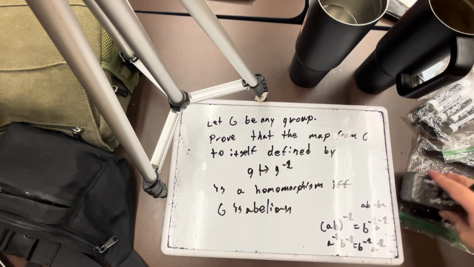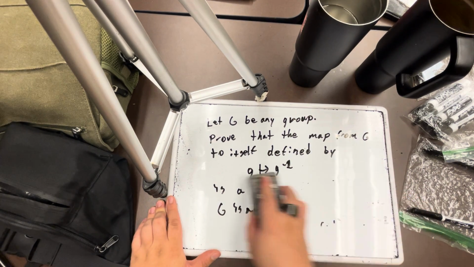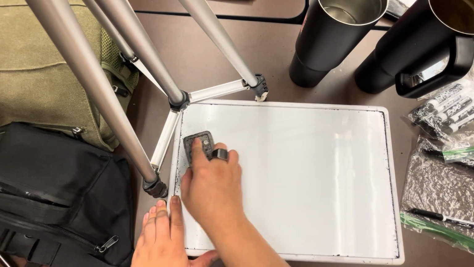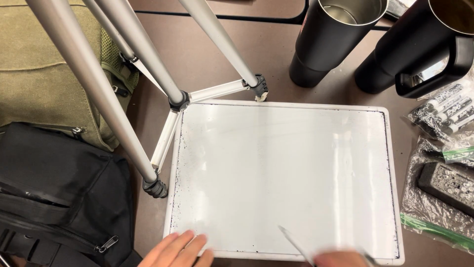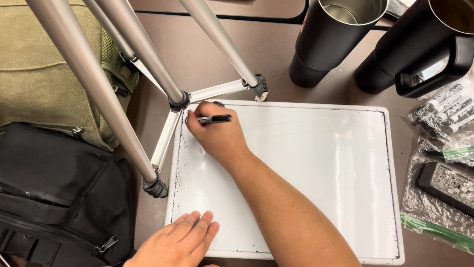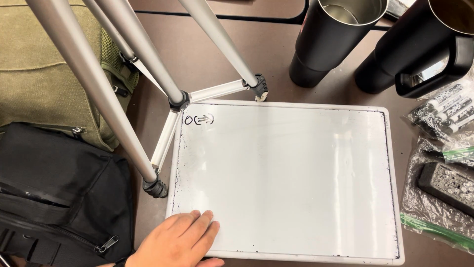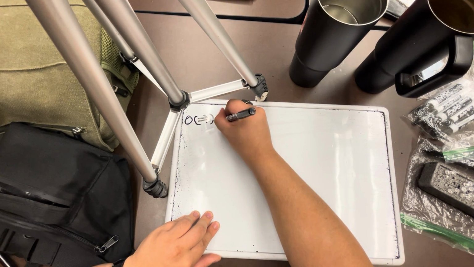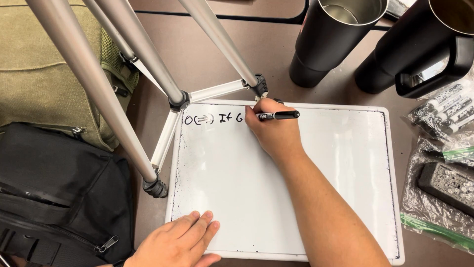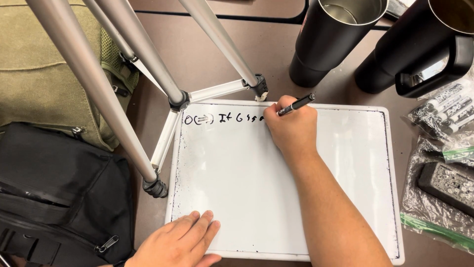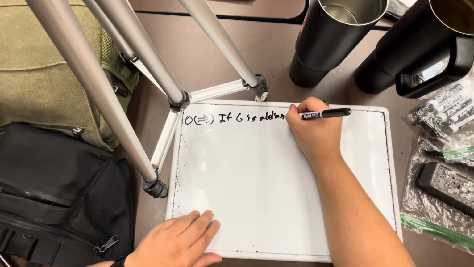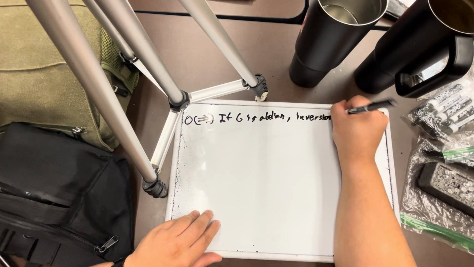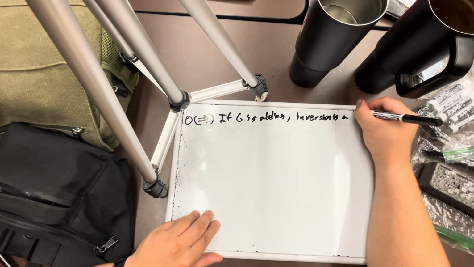Now let's look at this a bit more rigorously. Okay, so let's start with the first arrow of implication. So let's go left to right. And we want to see that if G is abelian, this is easier, if G is abelian, inversion is a homomorphism.